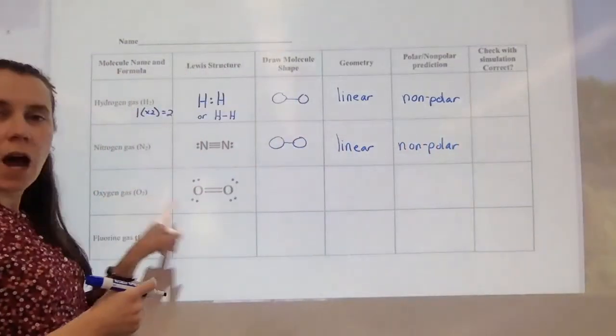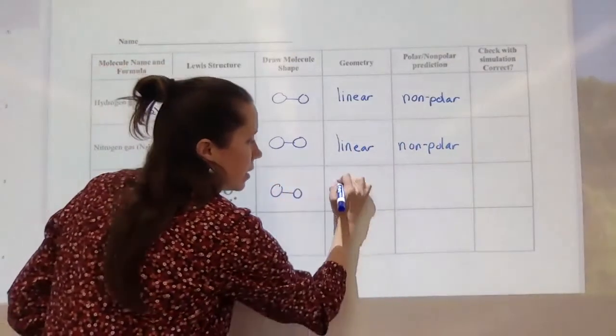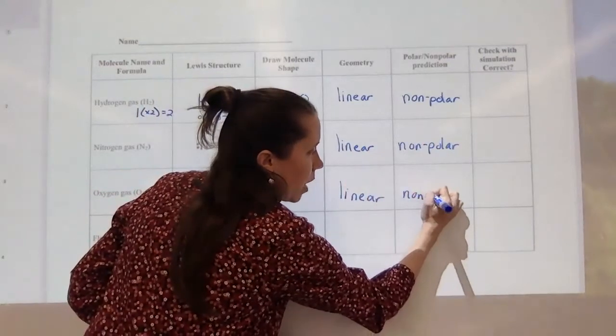Okay, oxygen, we already have the structure. Again, it will just look like this. It's linear, and since it's two oxygens, again, it will be nonpolar.